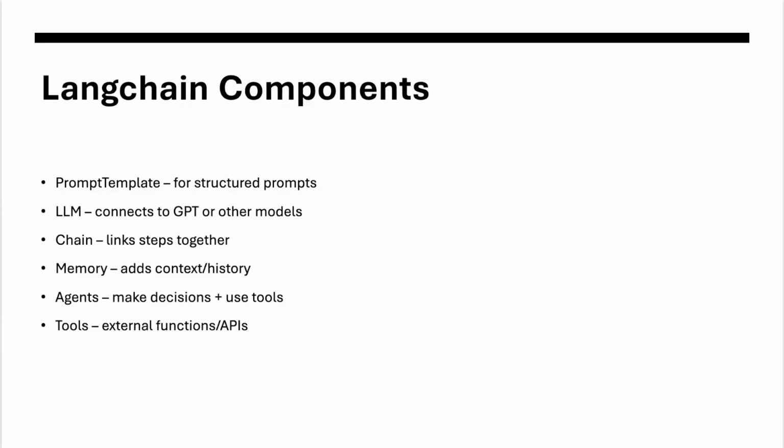The next component is LLM. LangChain supports different LLMs like OpenAI GPT-3, GPT-4, Hugging Face models, Anthropic Claude, and many more. All of these models you can connect, and it is actually the brain of your application which is behind the answers. The third component of LangChain is chain itself.